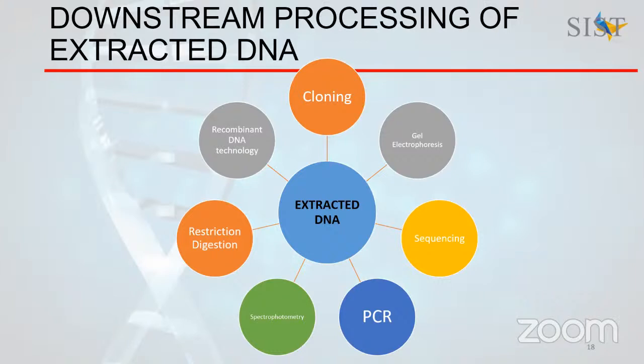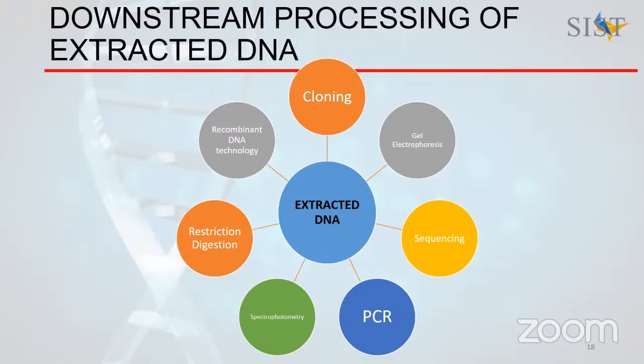And you can use the same extracted DNA for sequencing. Sequencing means you are going to sequence the DNA based upon the nitrogenous base present on the deoxyribonucleotide. All right. And you can use it for gel electrophoresis. This is the most common method used right after extraction of DNA, because using gel electrophoresis, you can make sure whether you have extracted the DNA properly, or whether the DNA is extracted in its pure form.